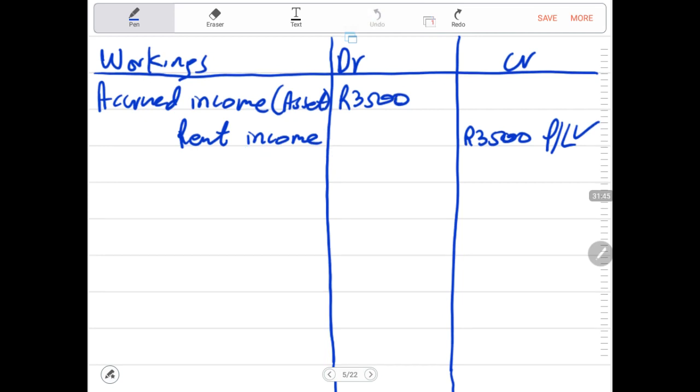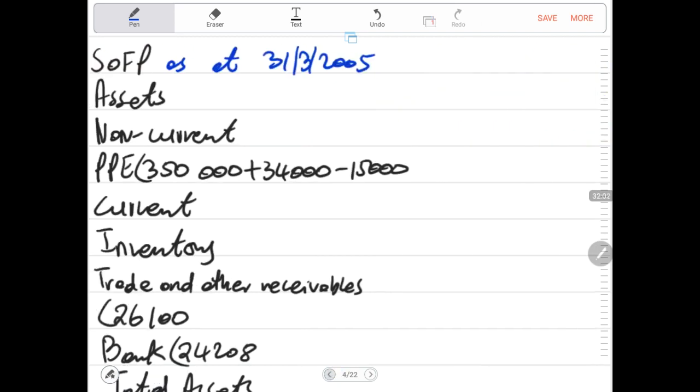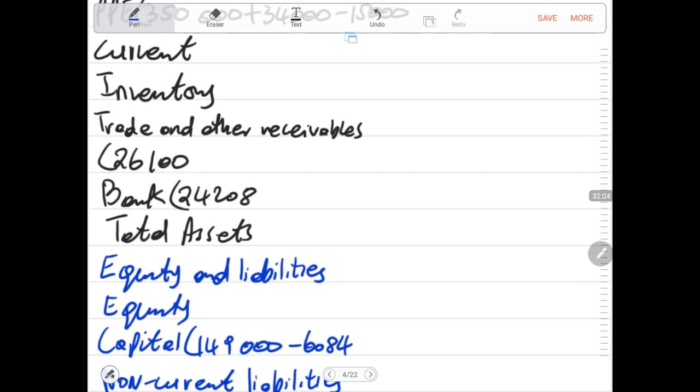Where do we record the 3.5? 3.5 is an accrued income, and accrued income is an asset. It's money that is supposed to be received, meaning it is receivable. So anything that is not yet received is receivable. Receivable means not yet received. So anything that is receivable must go under trade and other receivables.